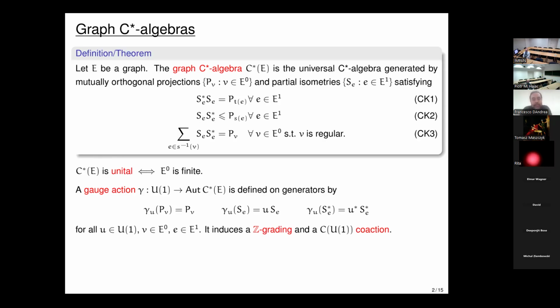Okay, not only does the action induce a grading, you can transform it into a coaction of the commutative quantum group C of U1. And sometimes it's useful to have a coaction instead of an action. The degree 0 part of this graph C-star algebra, which means the set of all the elements that are invariant under the gauge action, is called the core of C-star of E, and it will be denoted by this symbol that you can see in the yellow box, C-star of E with subscript U1.